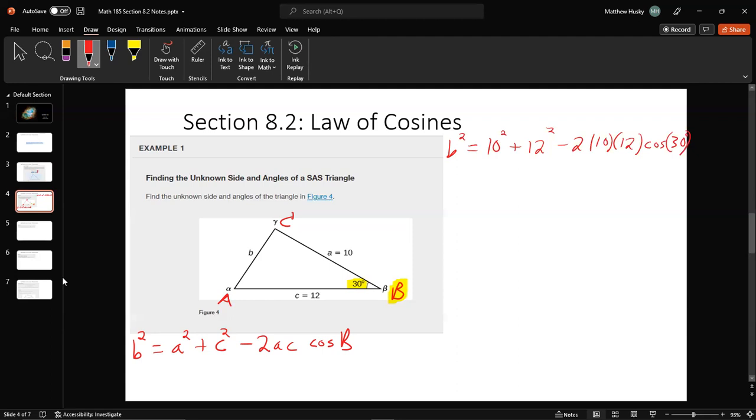All right, if we get ourselves a calculator, so we're going to have b squared, 10 squared is 100, 12 squared is 144, 2 times 10 times 12 is 240. And let's see, cosine of 30 is roughly 0.8660.